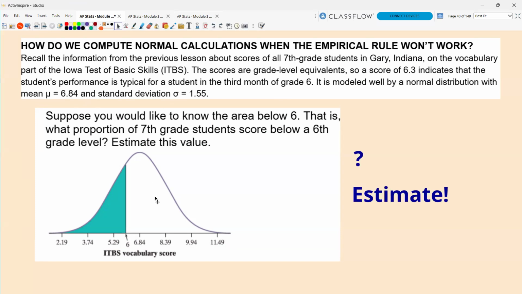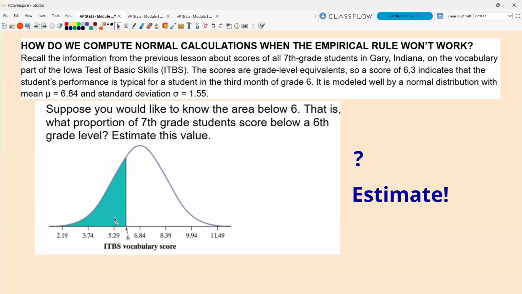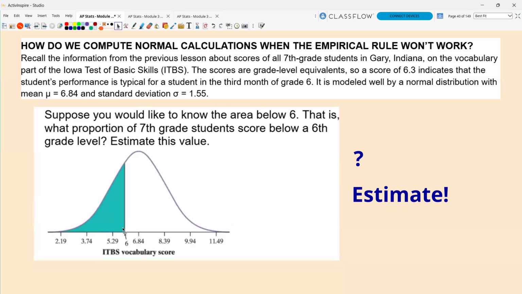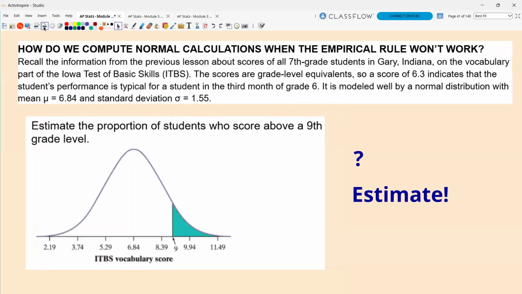What we want to know is not the percentage at or below a certain value that's right on a standard deviation count, but somewhere between. So what I want you guys to do is estimate those percentages. What percent do you think is shaded below 6 in this distribution? Now that you've got that, let's see if you can estimate what's above 9. Just jot your estimates down. Don't worry if they're going to be off. You can always change them.